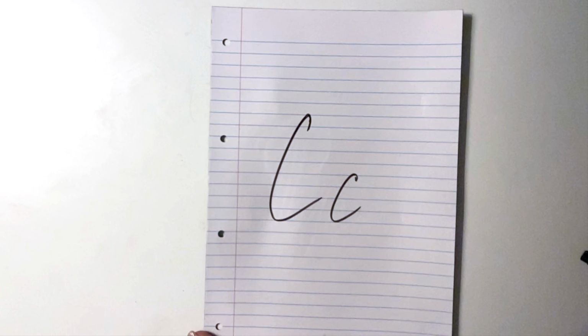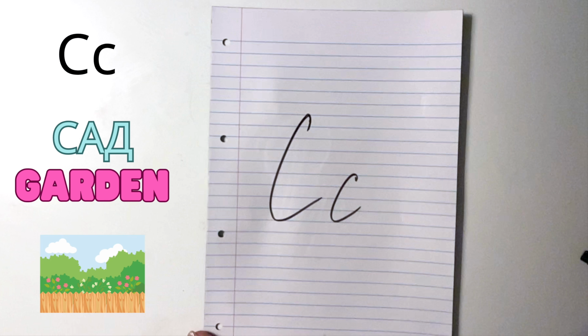S. A word beginning with S is sad, and this one is not a conjugate because it has nothing to do with being sad. Sad means garden in English.